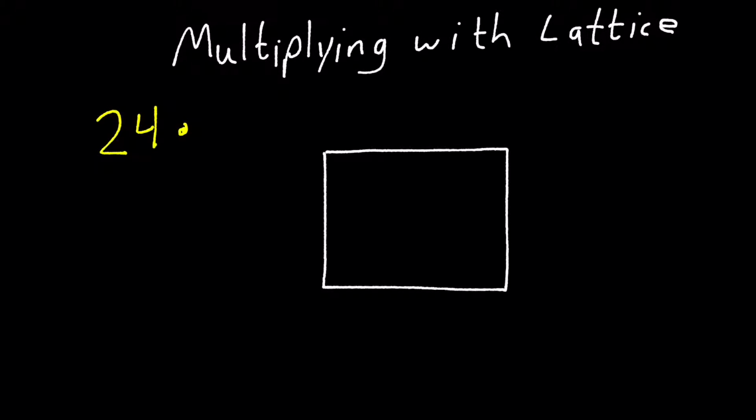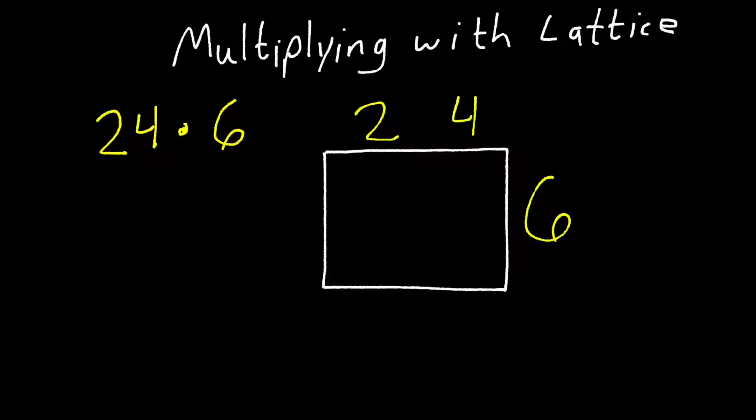24 times 6. Now, I can put either of these numbers, 24 or 6, on the top or on the side. It's not going to affect our answer because we have the commutative property of multiplication, which says the order does not matter. So, just for how I want to do it, I'm going to put 24 on top, and I'm going to put 6 on the side.